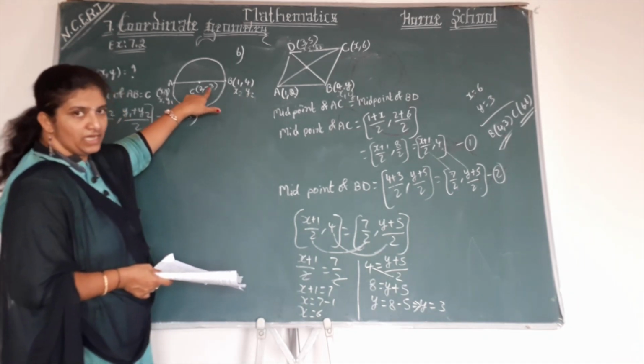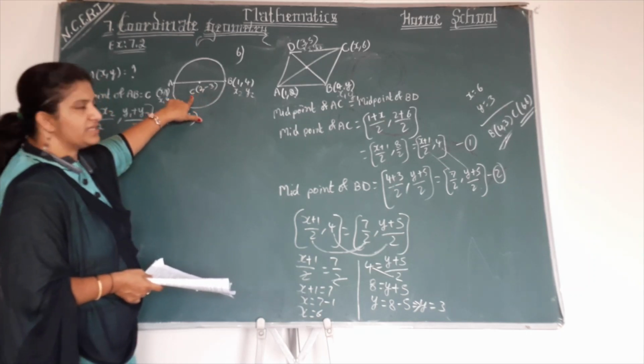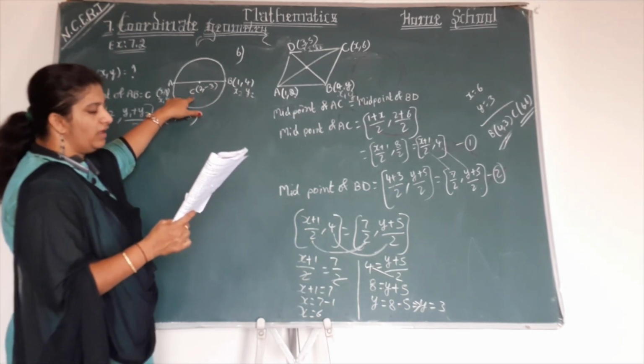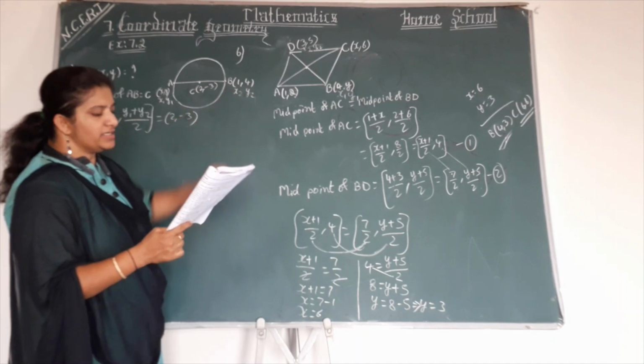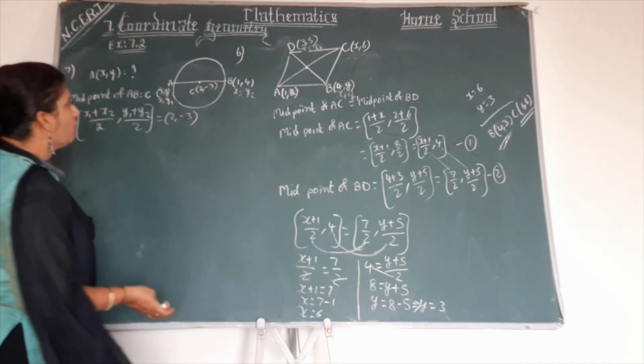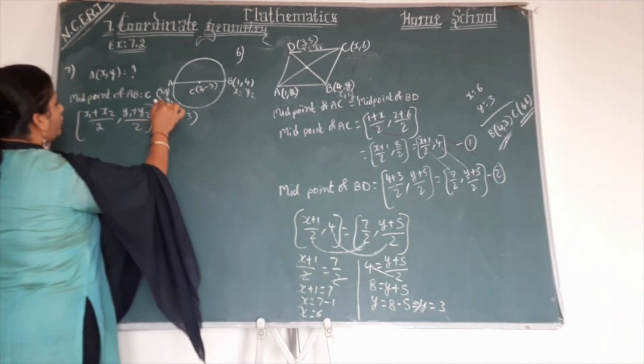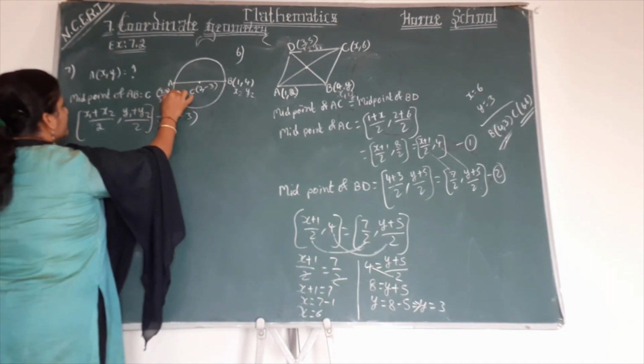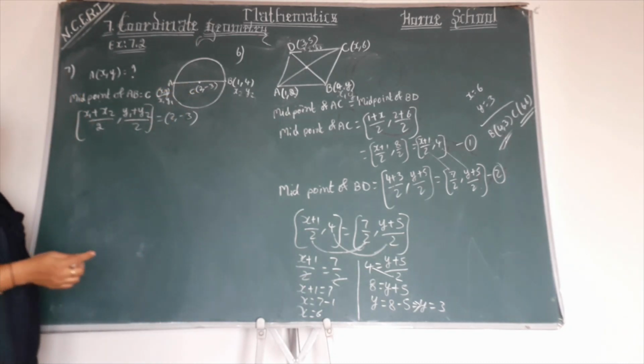Center is (2, -3). Let's mark the center with the letter C. And B coordinate is (1, 4). So what are you going to find here? You are going to find the A coordinate. Let us assume it as (X, Y).